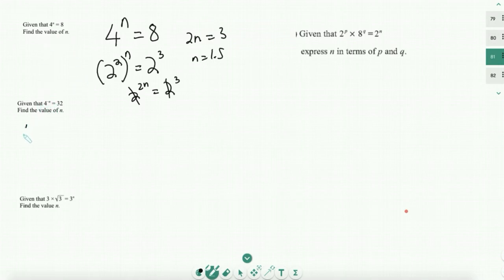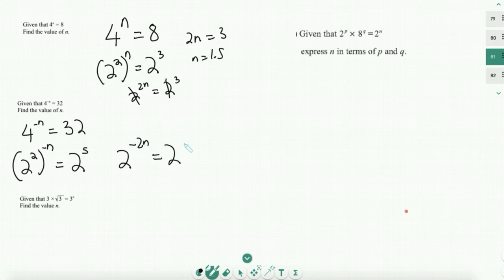Given that 4 to the power of negative n equals 32, find the value of n. Okay. It's the same thing. Let's find a common base. So what number can power to 4 and also power to 32? It's 2. So 2 to the power of 2 is 4, and that's being powered by negative n. And 32 is basically 2 to the power of, use my calculator, it's to the power of 5. The inside-outside rule, so let's simplify. Inside-outside is multiply, so 2 times negative n is negative 2n, equal to 2 to the power of 5.